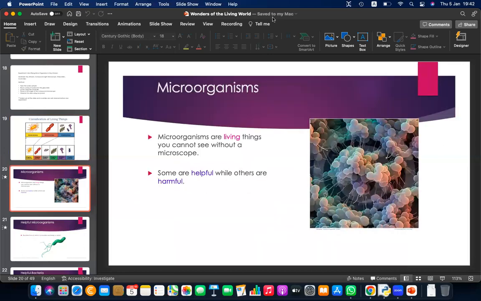Right? Okay, please write down this microorganism. What are the microorganisms? Basically, microorganisms are living things which you cannot see without a microscope. Right? Those are called microorganisms. Please write it down.